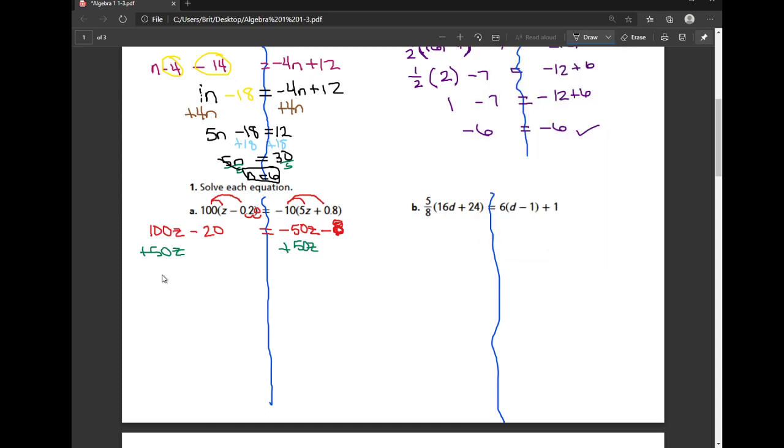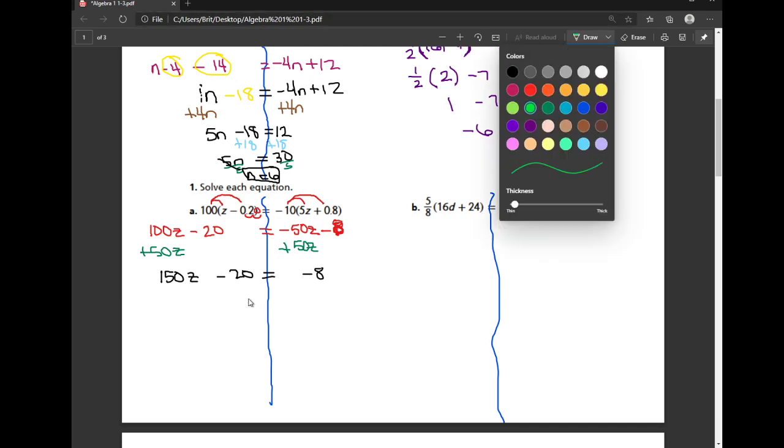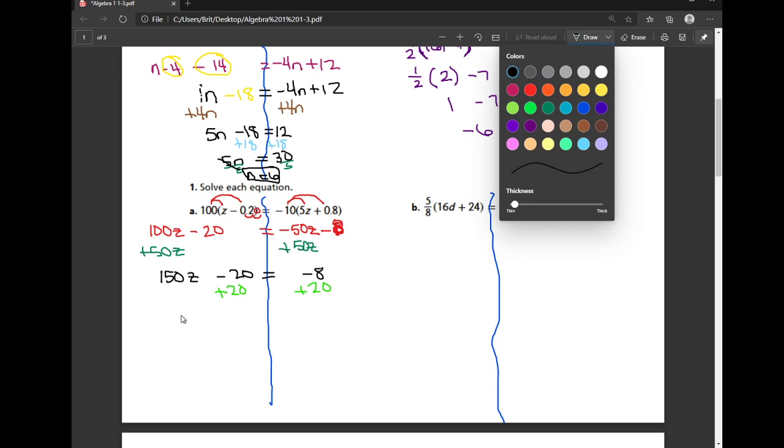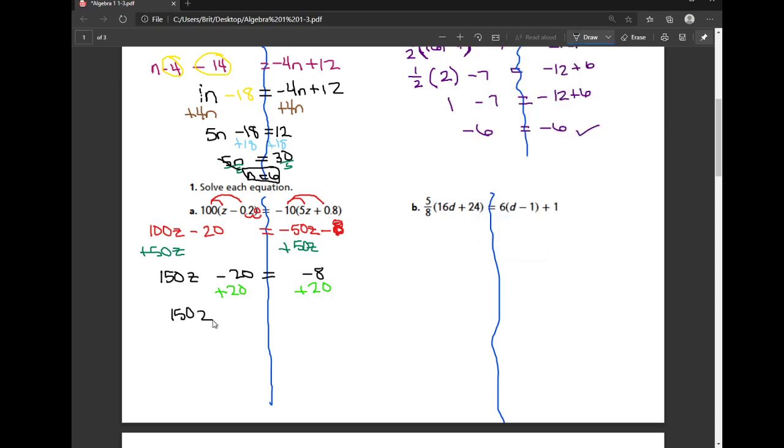So 100z plus 50z is 150z. And then there's still the -20. And over here there's still the -8. Alrighty, and then to continue to get the z alone, I'm going to get rid of this -20. So I will add 20 to each side of the equal sign. So I have 150z is equal to -8 plus 20, which is a positive 12.